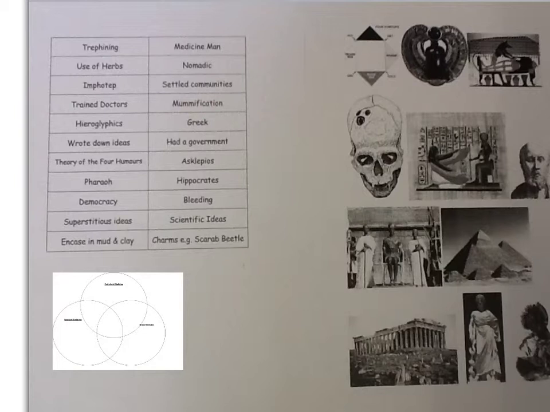Which of the three periods used the encasing in mud and clay of broken limbs to help them heal? With which period do we associate the people being nomadic? And finally, the development of scientific ideas. Pause the film now.